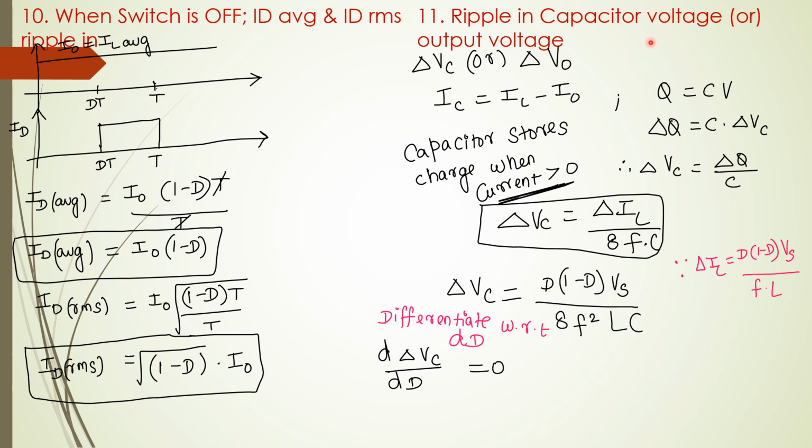Next is the ripple voltage, the ripple in the capacitor voltage or output voltage. So del Vc or del V naught is obtained by this. We all know Q equals CV, so del Q equals C into del Vc. Hence del Vc is del Q by C. The capacitor stores charge when the current is greater than 0. So del Vc equals del IL by 8 into F into C. Substituting what IL is in that equation, we'll get the derivation this way.